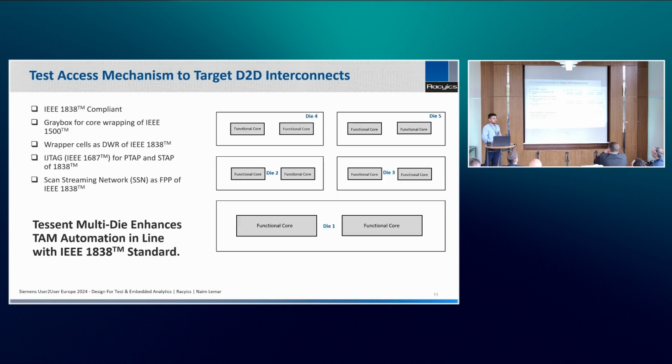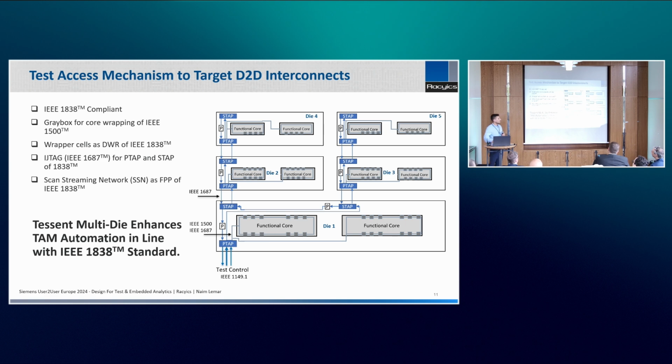defined in IEEE 1838, how to access the 3D IC. If we look at our test case, it's the same test case from Tessent. We have a base die and four other dies on top of this base die. We have some functional cores. We wrap those functional cores using the gray box solution of Tessent, and then we also put some P-taps and S-taps to connect these dies. So it's compliant with IEEE standards.